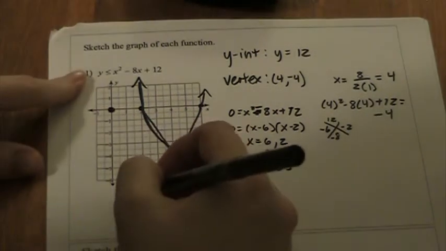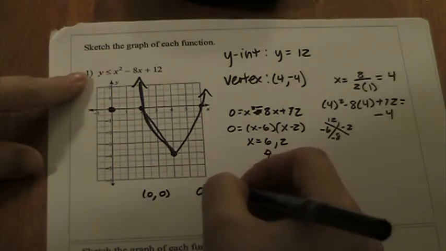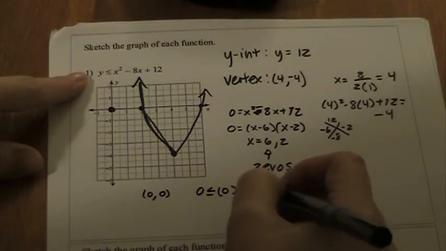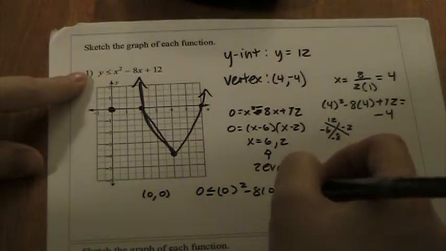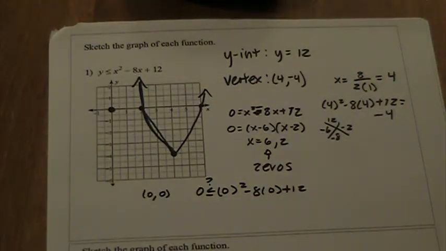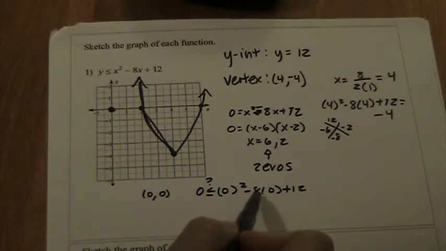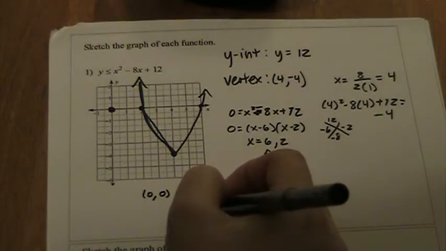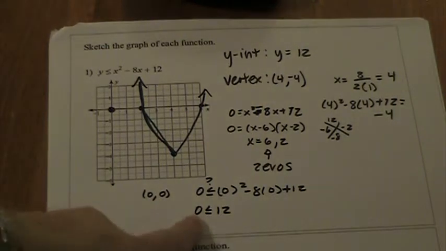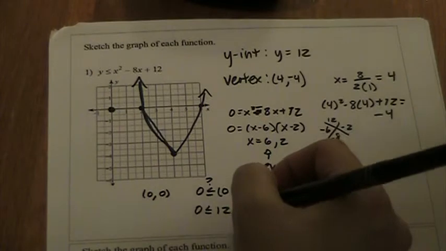So if I test 0, 0, if I plug 0 in for y and 0 in for x, it would look like this. To show that this is a test point, I'm going to put a question mark above the inequality to show that I don't know if that's actually a true statement or not. So 0 squared would be 0. 8 times 0 would be 0. So all I'm left with on this side is 12. And 0 is in fact less than or equal to 12. So this turns out to be a solution.